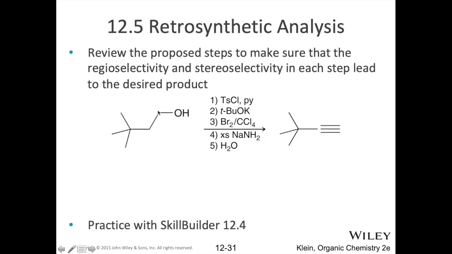So it doesn't actually really matter, since your leaving group is on that terminal carbon, you don't really have to worry too much about regiochemistry here. Okay, and then of course with the resulting alkene that you get after that step, we'll add bromine across that to make the corresponding dibromide, and then using excess sodium amide, we would get the terminal alkynide ion, which we can quench with water to make the resulting product.